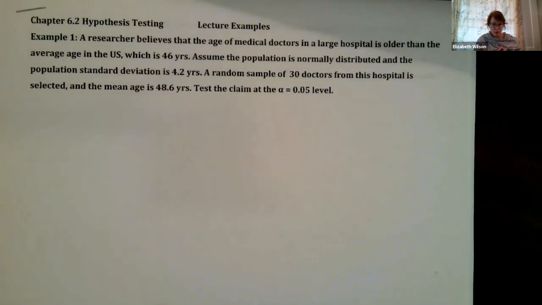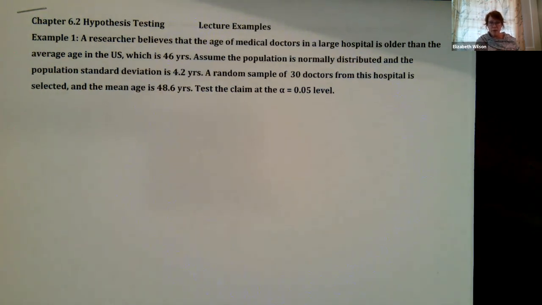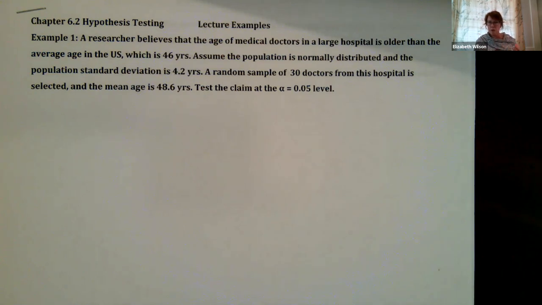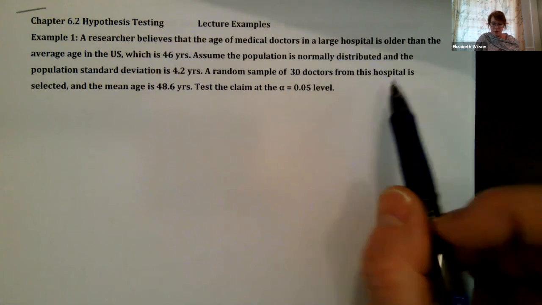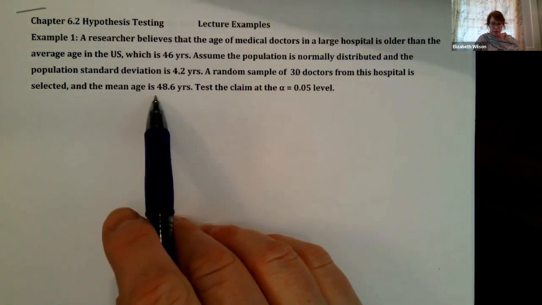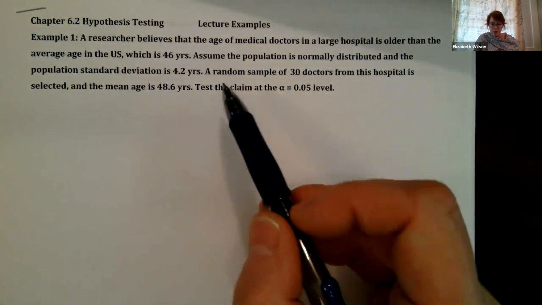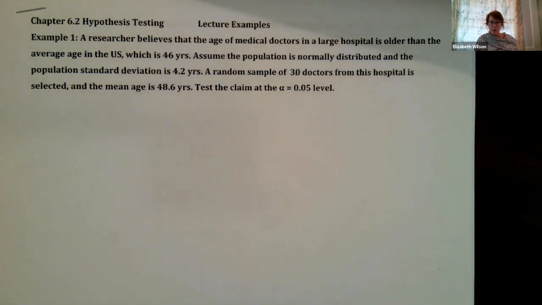All right, so example one. A researcher believes that the age of medical doctors in a large hospital is older than the average age of medical doctors in the United States, which is 46 years old. Assume that the population is normally distributed and that the population standard deviation is 4.2 years. A random sample of 30 doctors from this hospital is selected, and the mean age is 48.6. Test the claim at the alpha 0.05 level. With a sample of 30 we didn't really have to say it's normally distributed, but it's good that we do.